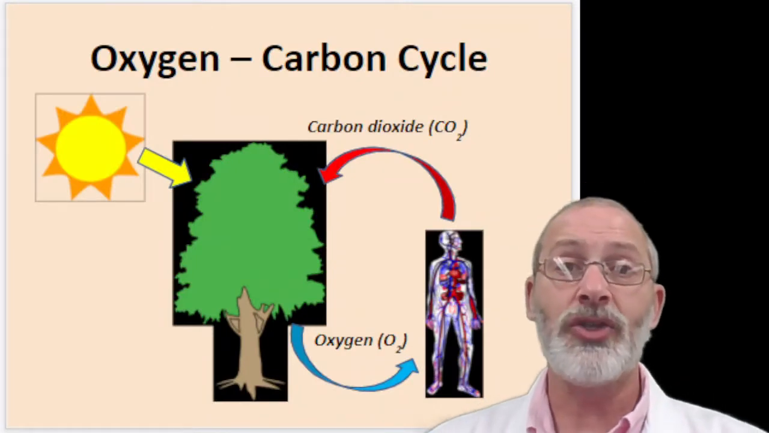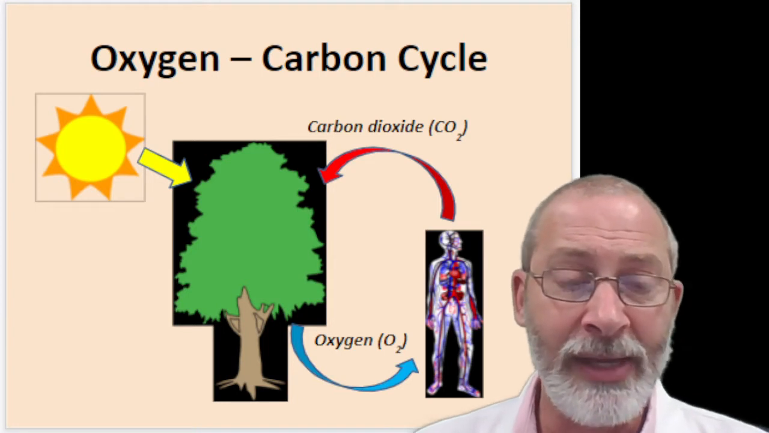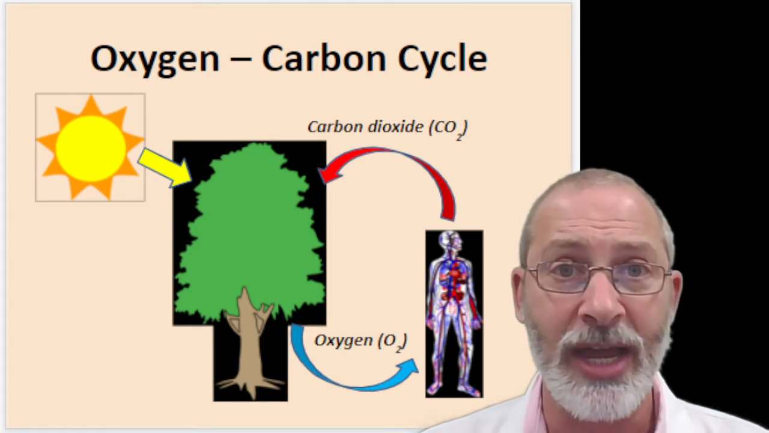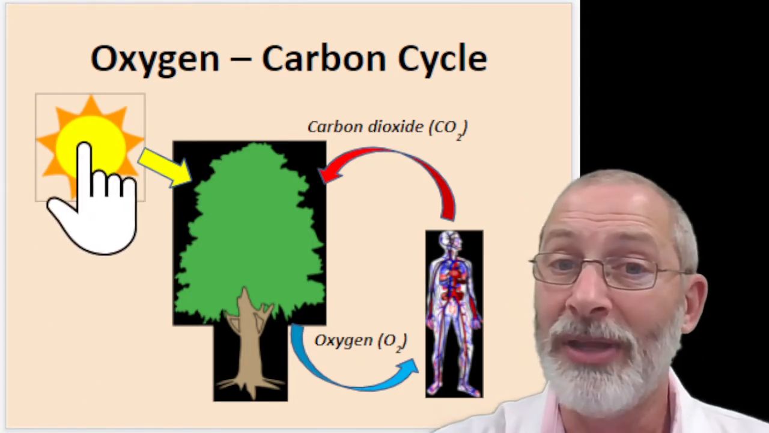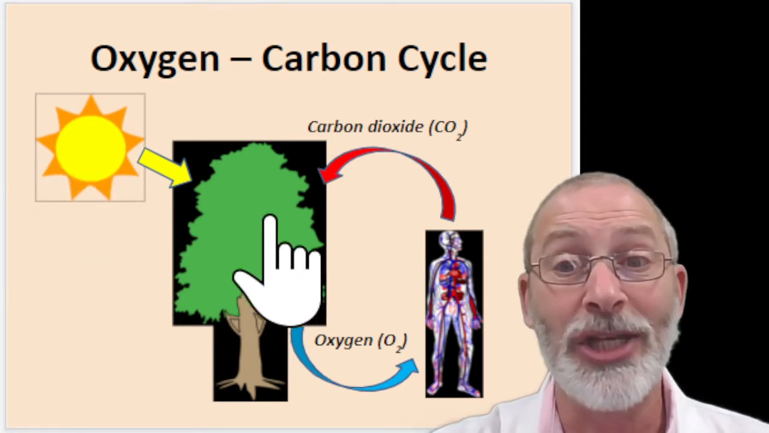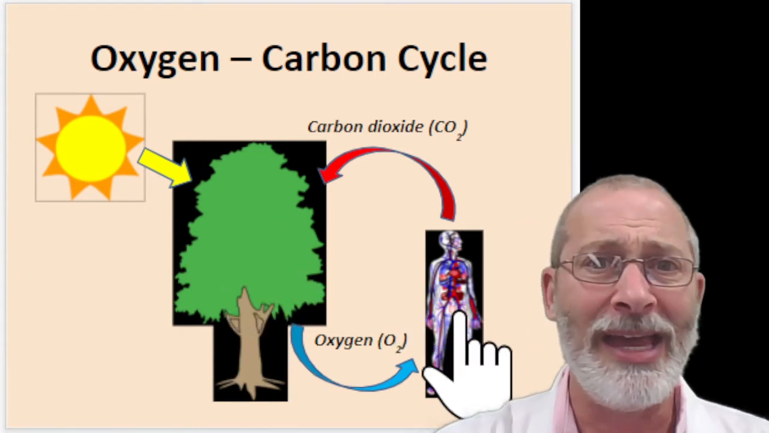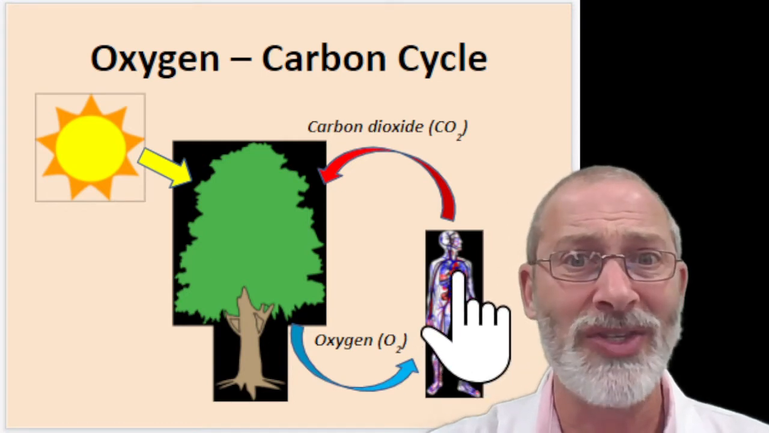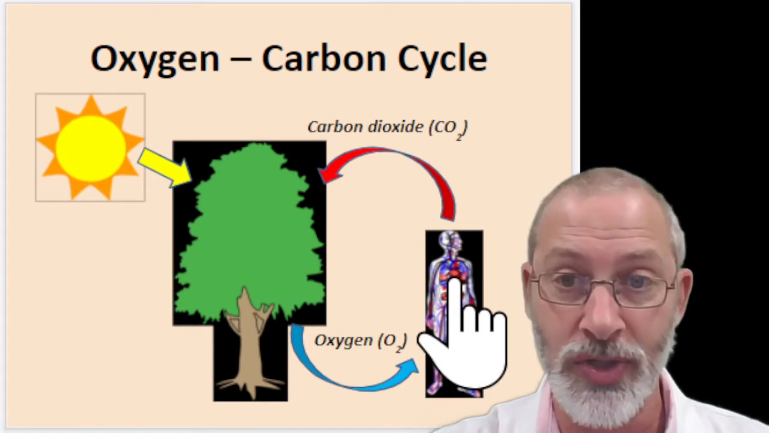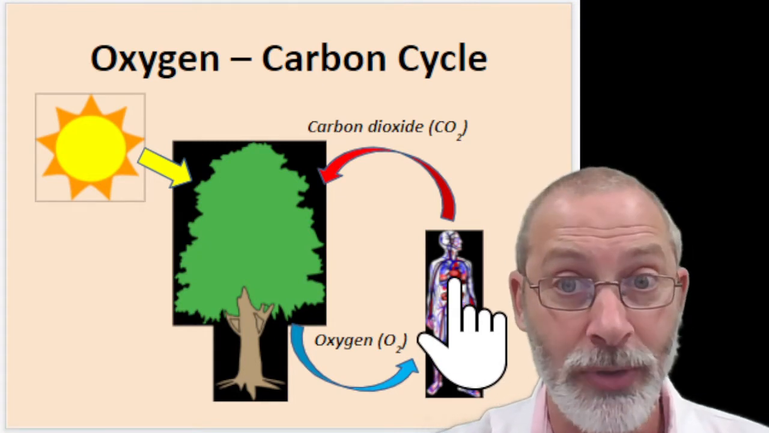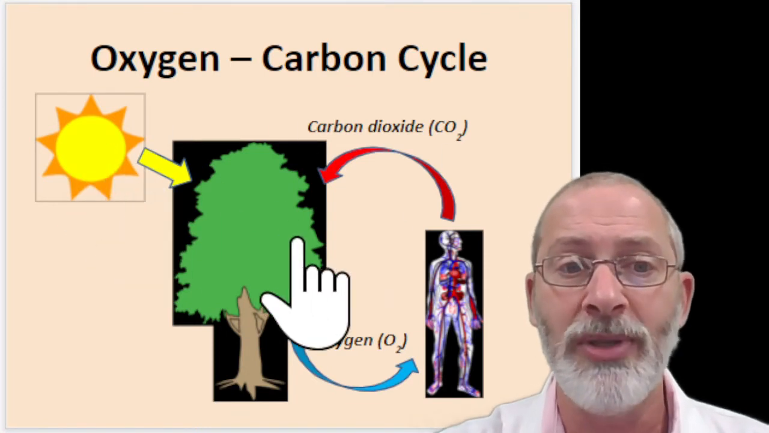The next one is called the oxygen carbon cycle. And in the oxygen carbon cycle, you'll see there are some key players here. We've got the happy little sunshine, we've got a tree representing all plants, and we've got a diagram of the human body's insides, namely our cardiovascular system with our lungs representing all animals. So these are the three basic components of the oxygen carbon cycle.